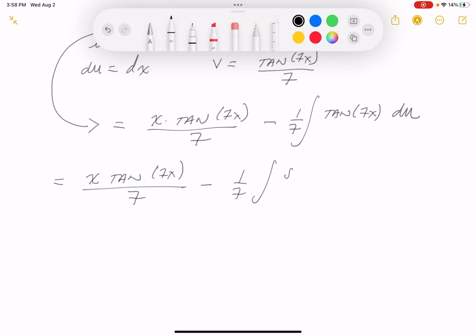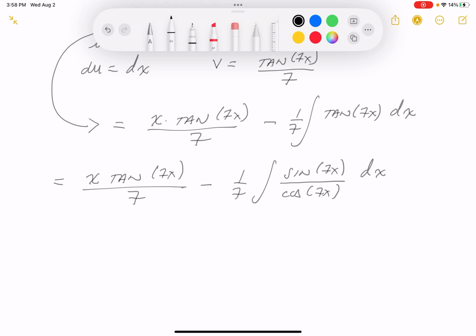And what would you get? You get sine 7x over cosine 7x. You know what? I made a mistake and I just saw it. It's dx.